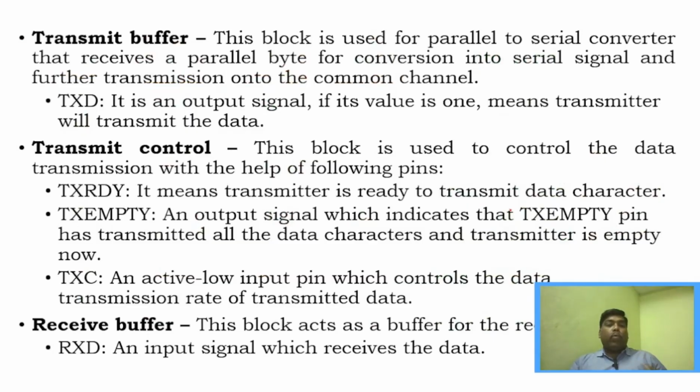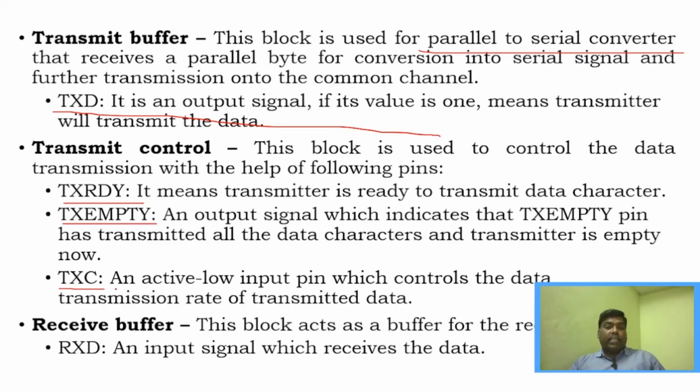And I want to explain what is transmit buffer. It is used as a parallel to serial converter, whereas the receive buffer converts serial to parallel, right? And whenever it has data to transmit, it will be transmitted in this particular pin, TXD pin, right? And TX ready represents that whenever the transmitter is ready, it will be indicated in this particular pin. And whenever the transmit buffer is empty, that is, it transmitted all the characters, that will be represented by this particular TX empty pin, right?